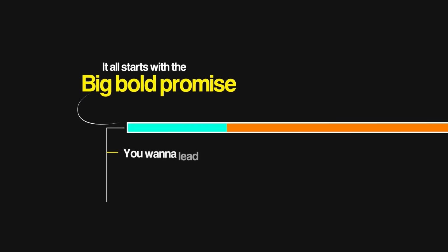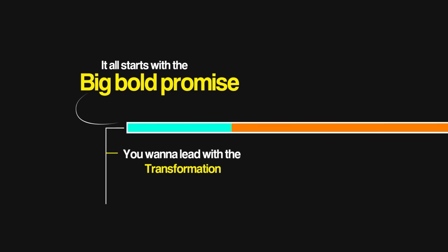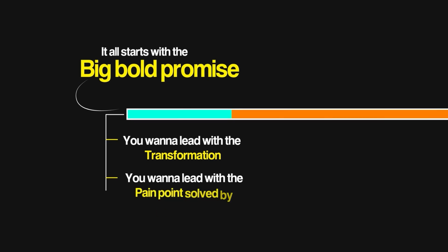and you want to do it in a way that feels organic, right? You don't want your content to stick out as an obvious ad. You want to do it in an organic way, and that's how you can hack the scroller into thinking that this is just an organic post and they can keep on watching. Okay, so here what you want to do is lead with a transformation, or lead with a pain point solved by the product.